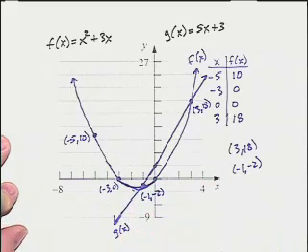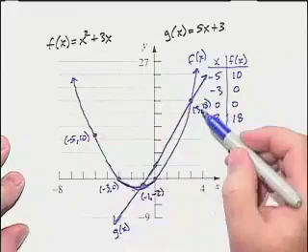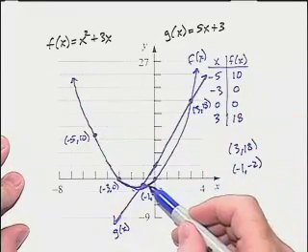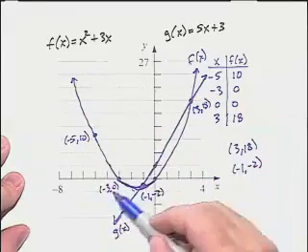This point, negative 1, negative 2, is the intersection point, so the graphs should both go through that point. So the graphs of f of x and g of x intersect at 3, 18 and negative 1, negative 2, and we have a rough graph of both our functions.